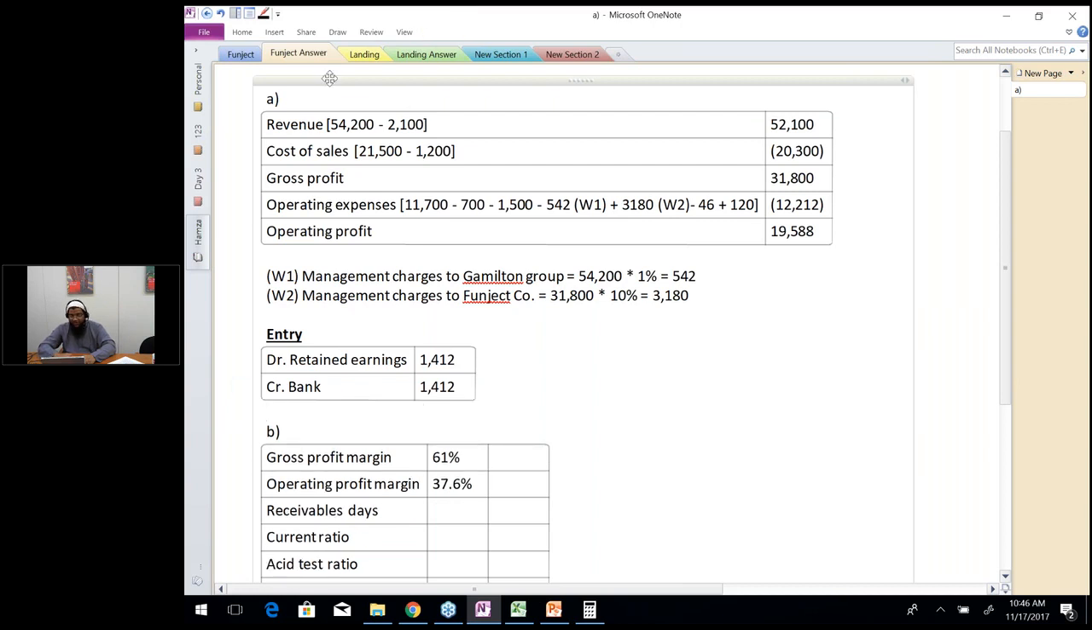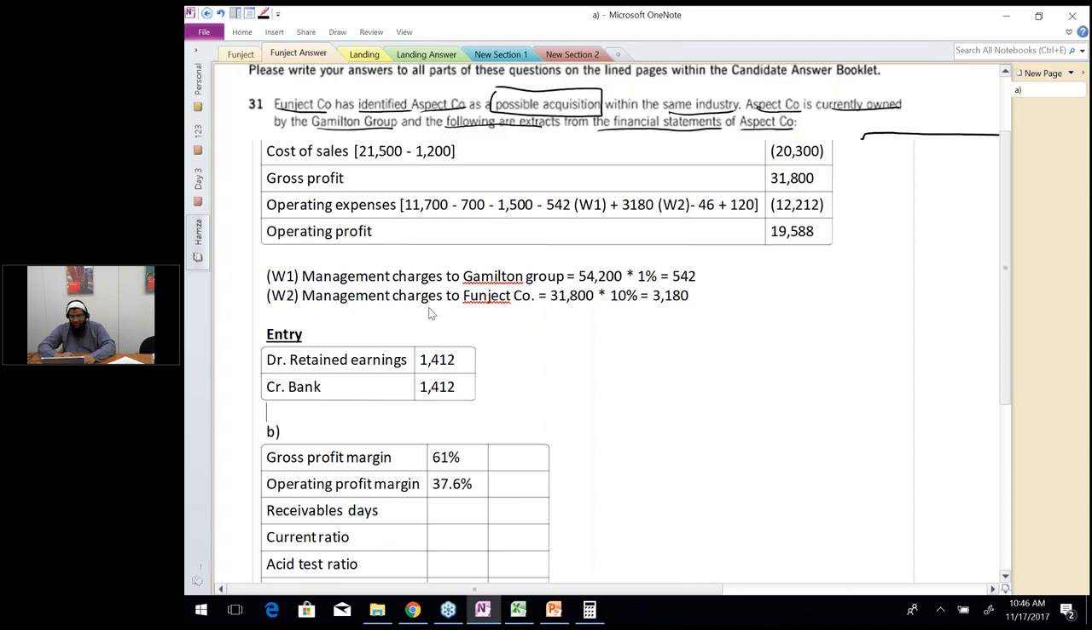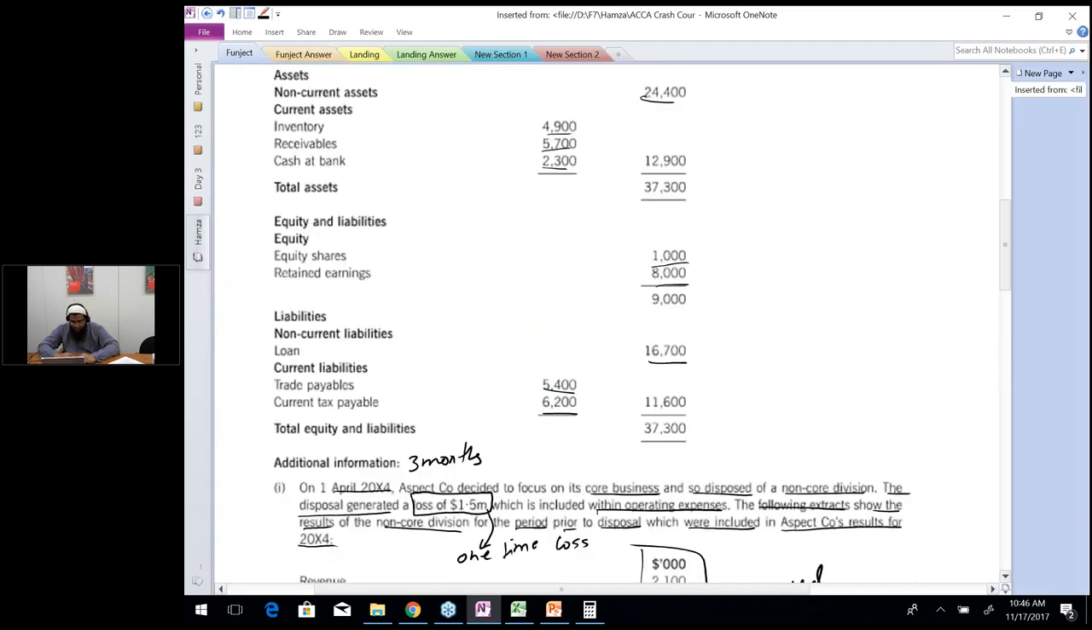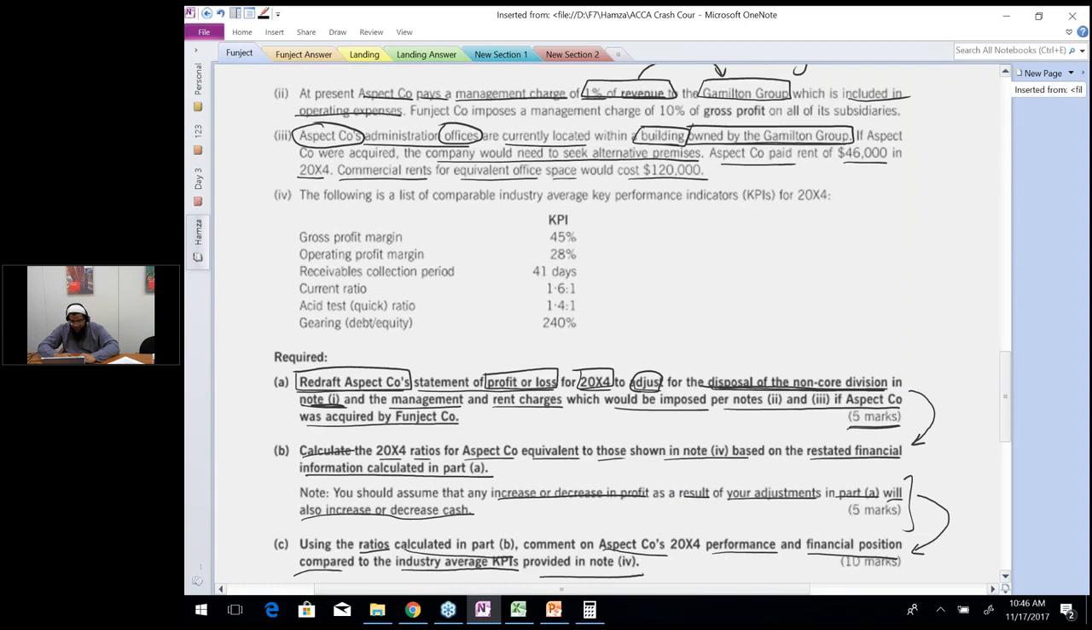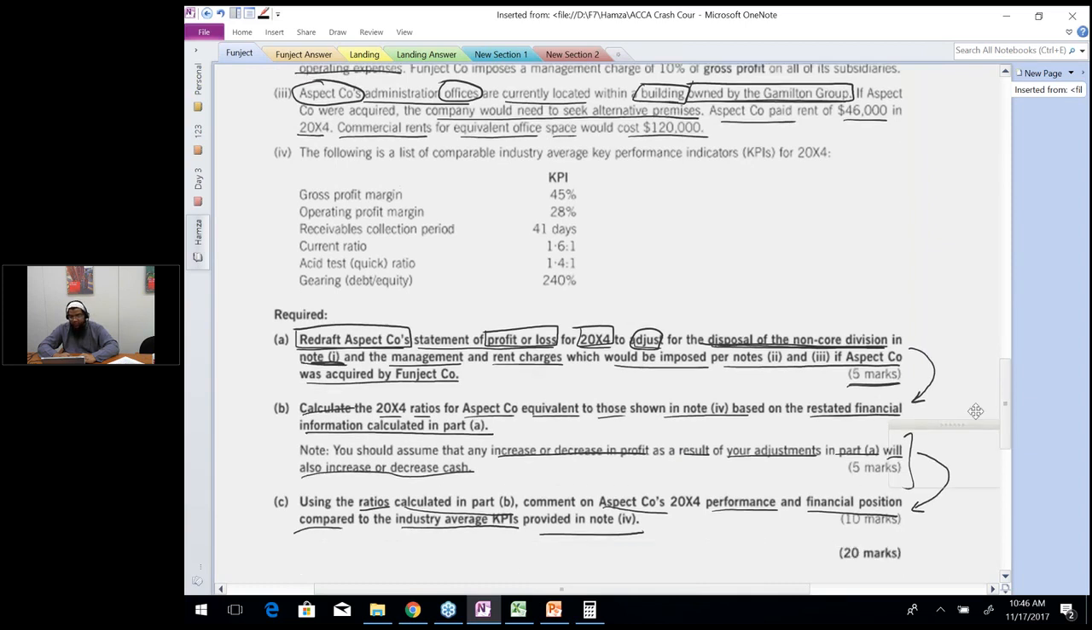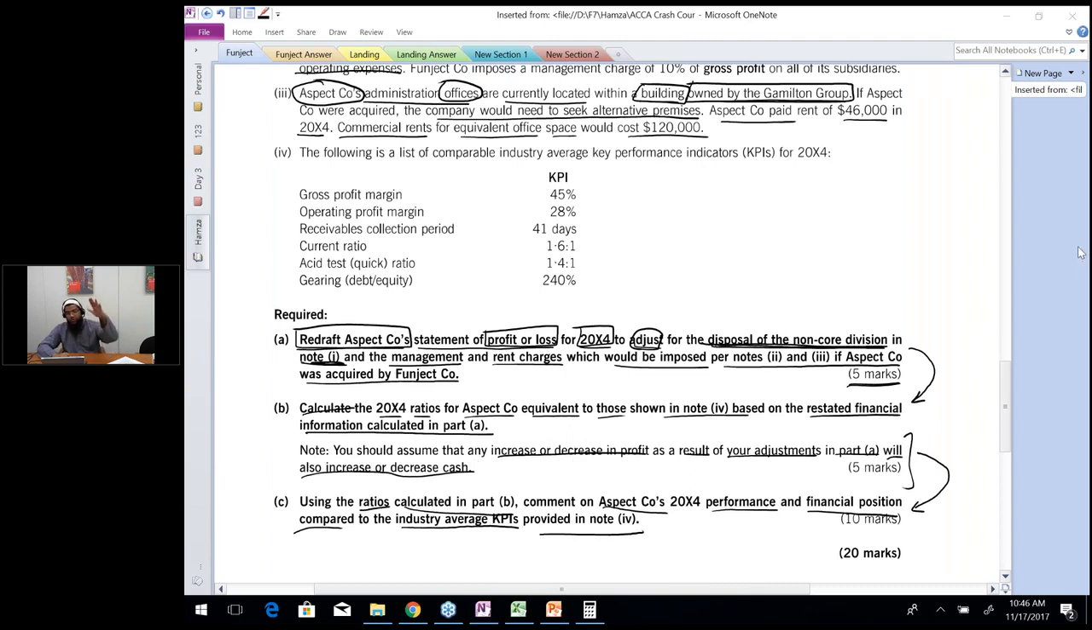Because if I go back to the question, it had previously mentioned in the note that you should assume that any increase or decrease in the profit as a result of your adjustments in part A will also increase or decrease the cash. So the examiner wants us to check the difference between the profits and then to adjust the cash as well, because the adjustment of cash will affect the current ratio and the asset test ratio as well.